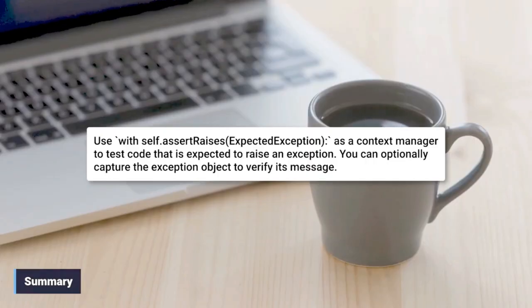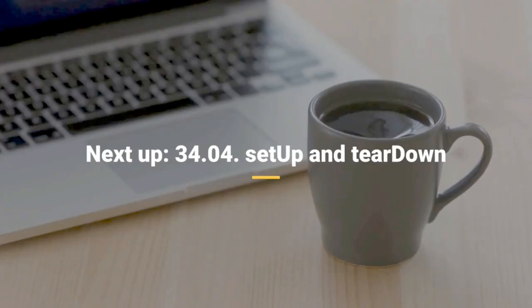To summarize, testing for exceptions is crucial for validating the defensive capabilities of your code. Next, we look at managing test state. Our next lecture, 34.04, Setup and Tear Down. See you there.